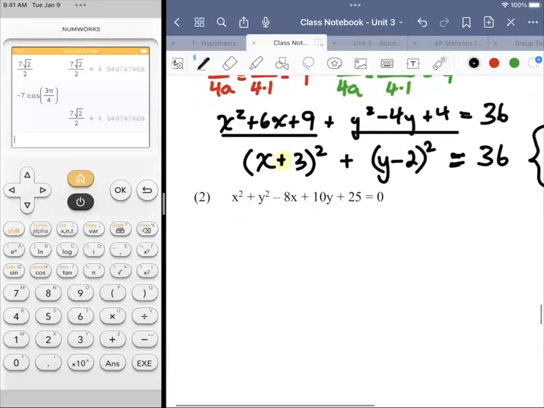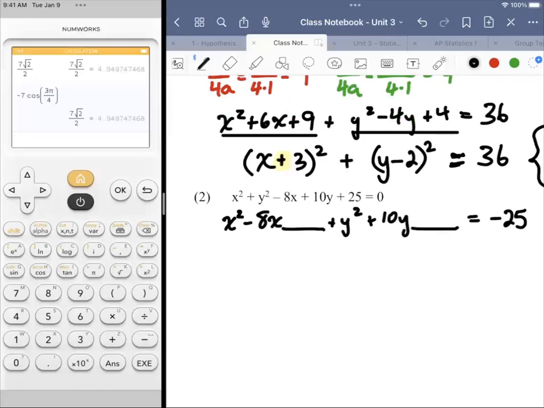I'm going to rewrite x squared minus 8x, y squared plus 10y. And I'm just going to bring that 25 over, make it negative, subtracting it from both sides. I'm not doing any magic.